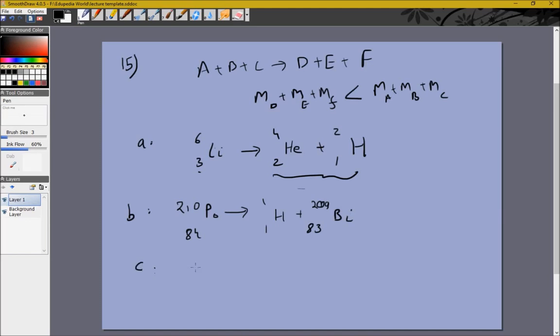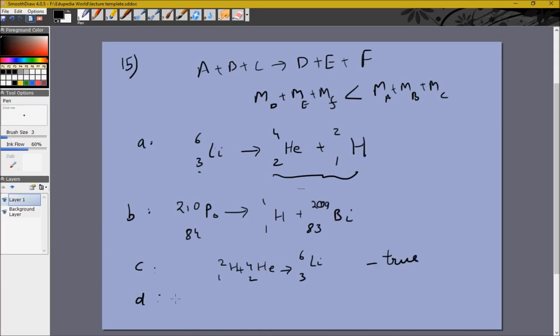For C, deuteron and alpha particle, 2H1 plus 4He2 goes to 6Li3. Now you don't even need to do anything here. We've already seen that the first relation cannot occur because the mass of two of them is greater than the mass of the third one. So obviously this relation can occur. Right, this relation is possible. It's the inverse of the first relation. So C is true.